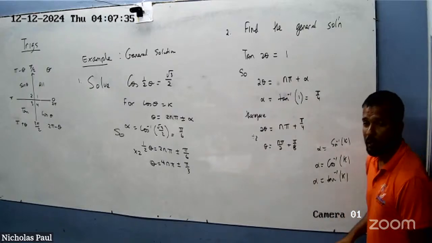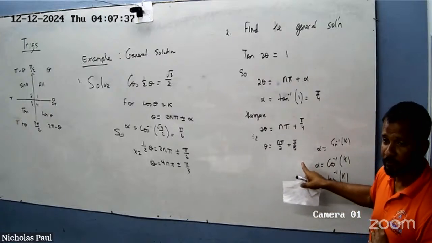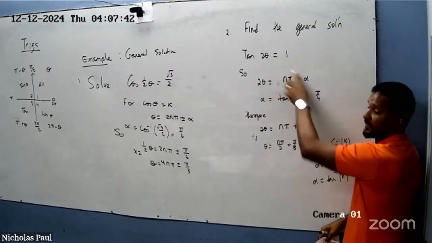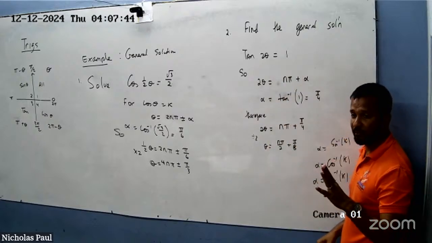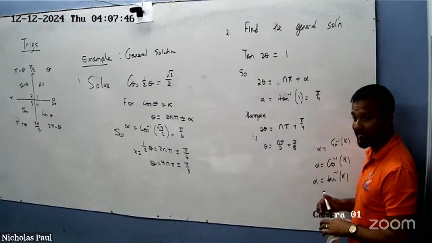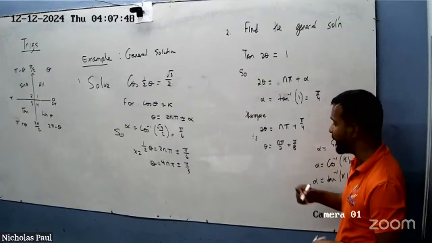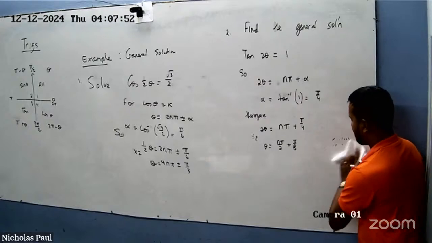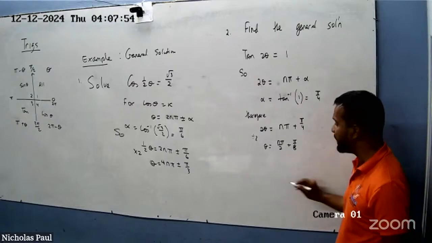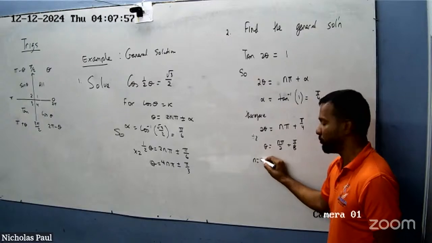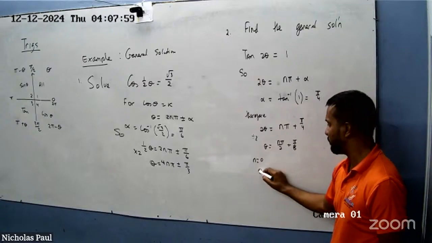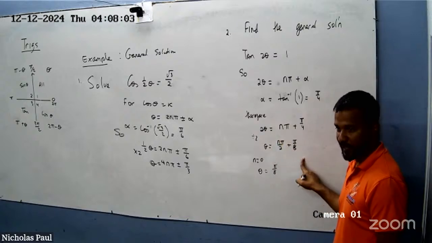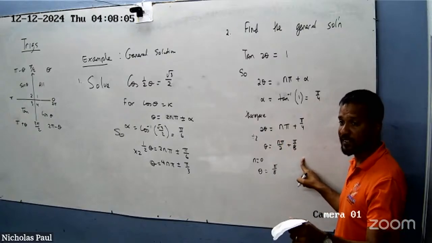You all want to see how it works? Go back to the answer for this, and she had 4 answers. So here's how the formula works. Put n is 0. That'll give you the first answer. So you get pi on 8, and that was the first answer.